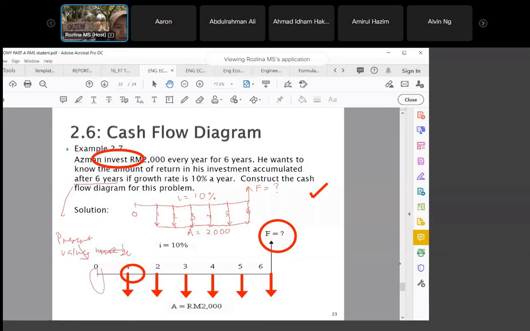If you want to put P here, the question must mention the present value. But now there is no present value in the question. Did you notice? It only mentions after 6 years. So you just have the data for A and F. That's all. No P. Okay, good question. Okay? The others? Yes, this must be clear, otherwise later it gets more complicated.